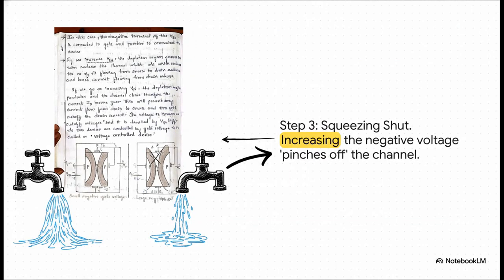And what if we keep making that gate voltage more and more negative? You guessed it, that depletion region gets wider and wider, squeezing that channel tighter, until eventually the 2 regions touch. At that point, the channel is completely pinched off. The path is blocked. The river of electrons stops flowing. We've turned the faucet completely off, just by using an electric field.